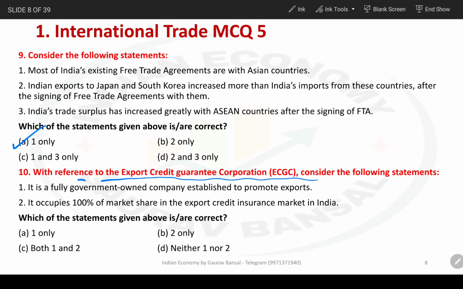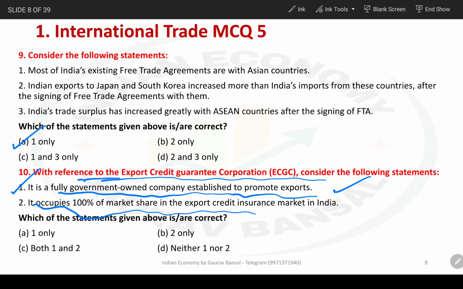Next, Export Credit Guarantee Corporation. This is about an institution. It is a fully owned government company established to promote exports. That is correct. That is how we define the Export Credit Guarantee Corporation. It promotes exports by giving loans to the exporters and also provides insurance to them. So one is correct, but the second is actually incorrect.